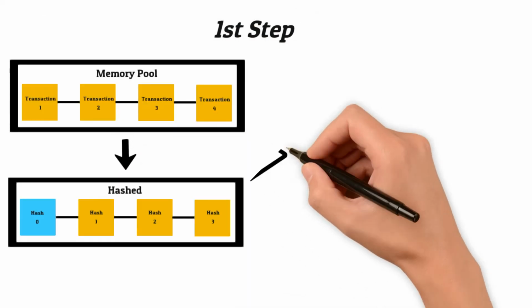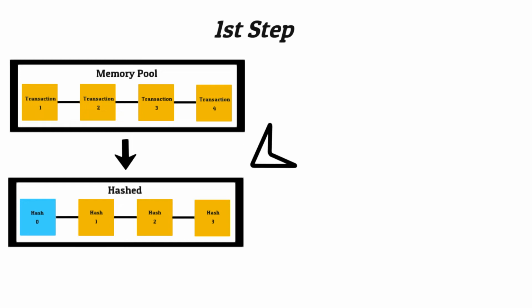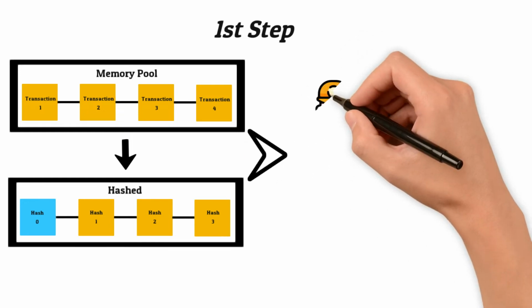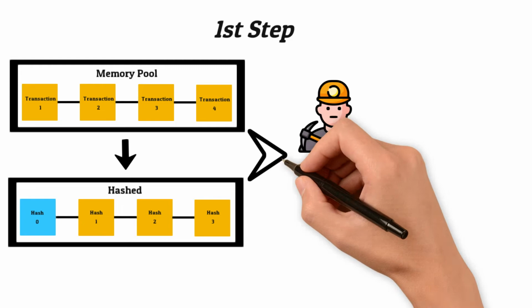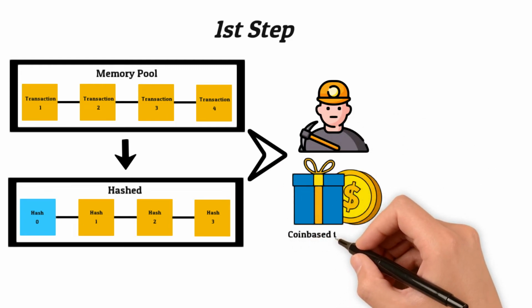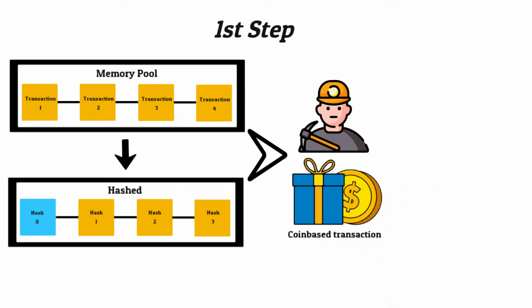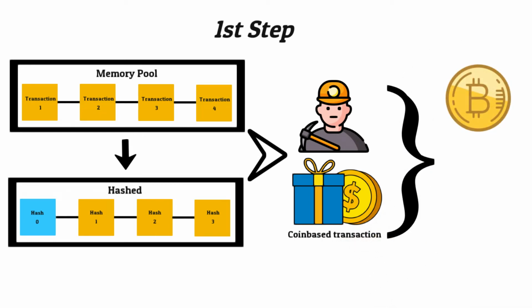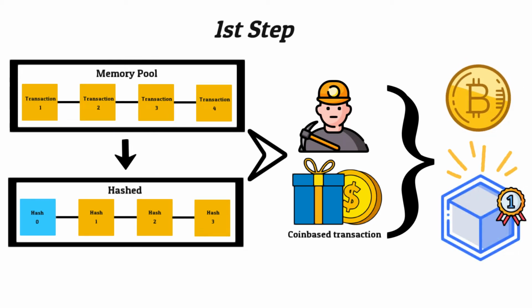The first step in a process of mining a block is to hash each transaction in the memory pool before starting the process. The mining nodes add a transaction where they send themselves the mining rewards. This transaction is referred to as the coin-based transaction. It is a transaction where coins get created out of thin air, and in most cases is the first transaction in a new block.